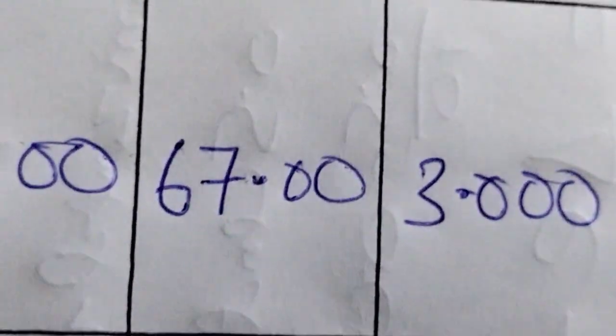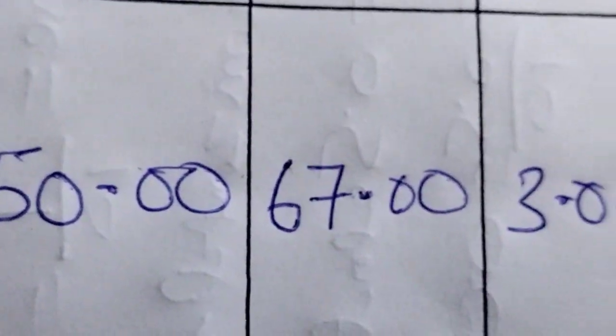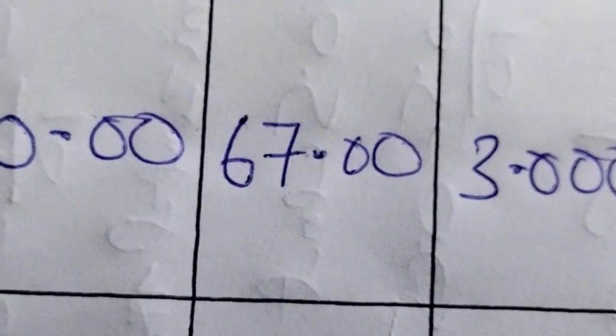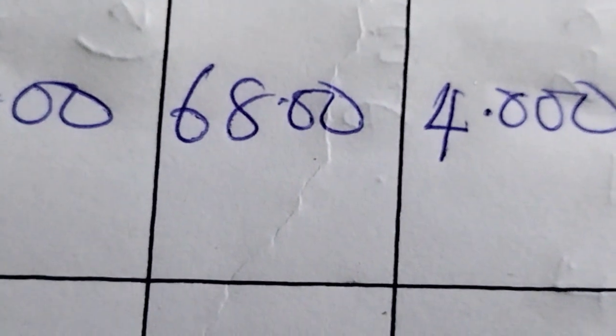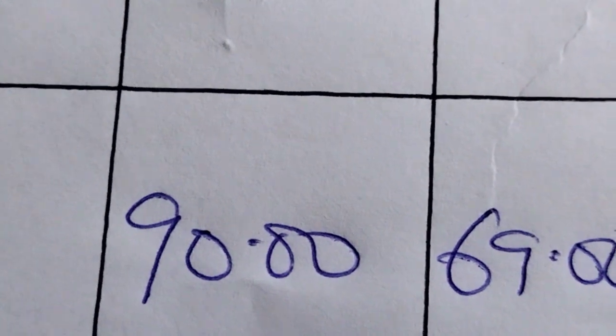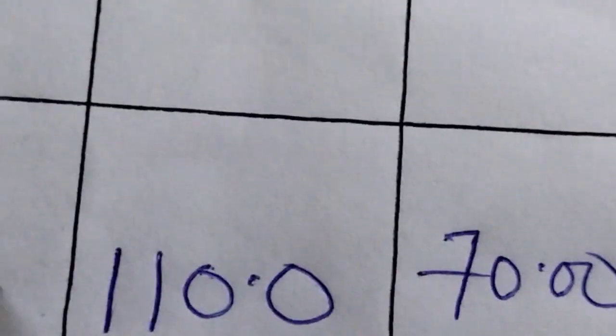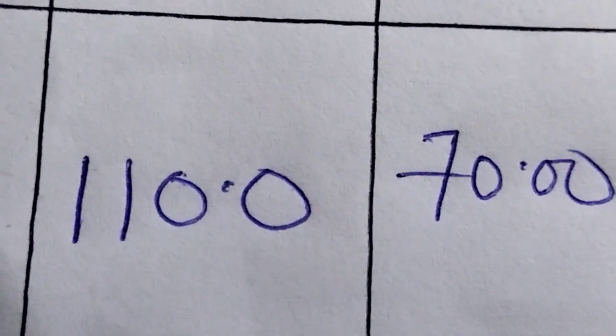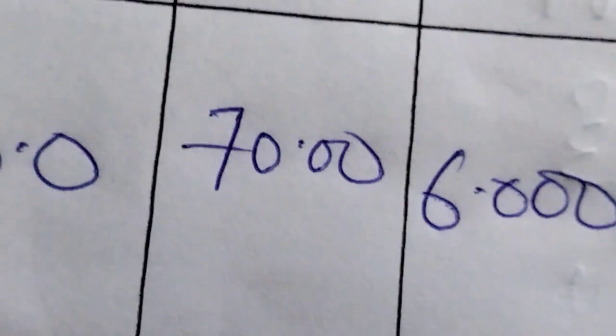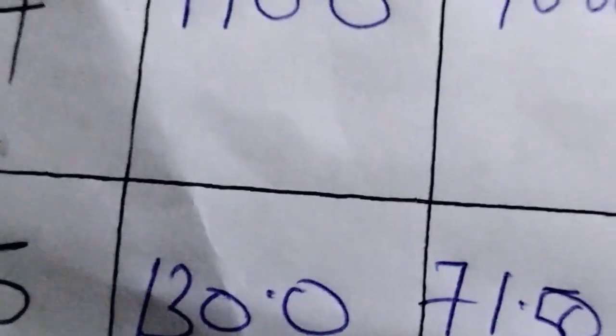Then the new length, when 50 gram was slotted in, became 67.00. When 70 gram was hung on the mass hanger, the new length is 68.00. When 90 gram was hanging, the new length became 69.00. When 110 gram was hanging, the new length became 70.00. When 130 gram was hanging on the mass hanger, the new length became 71.50.